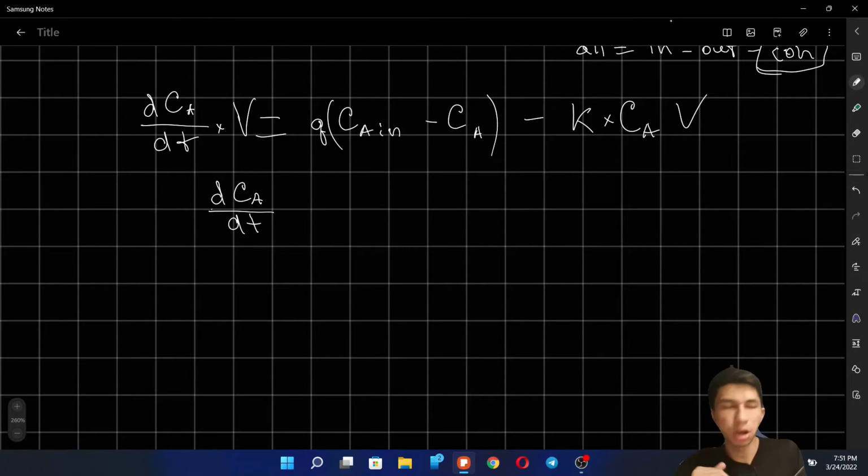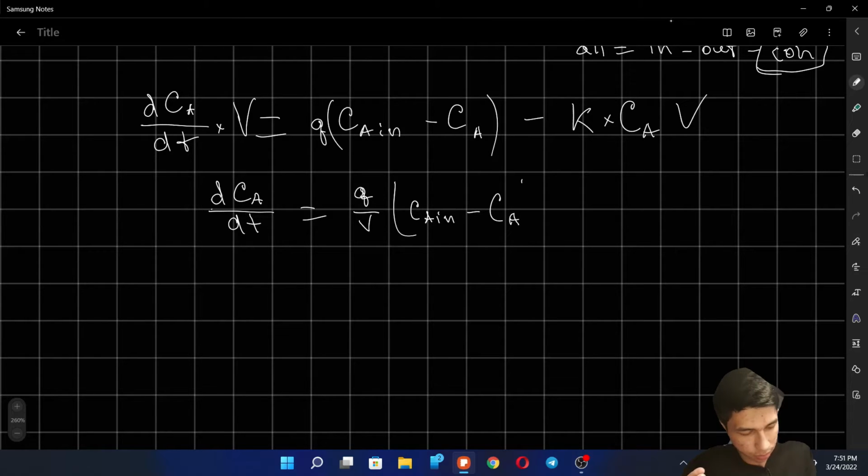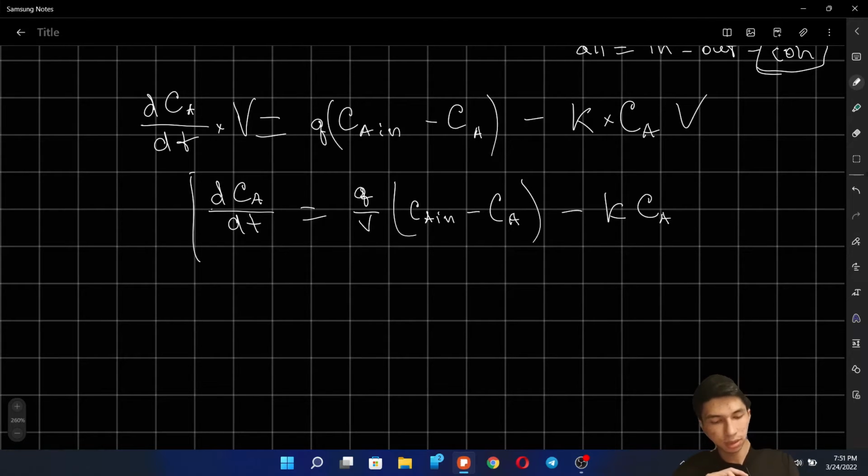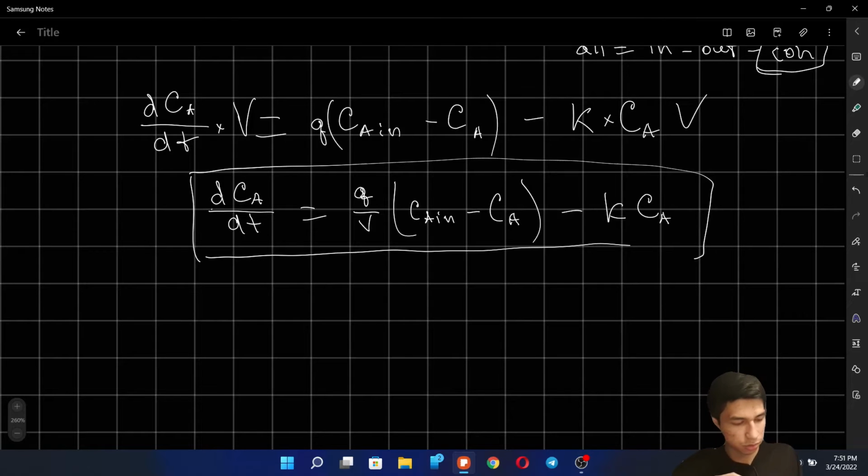And so if we divide both sides by volume, we can have something like this, because in order to apply our solve_ivp function using Python code, we must have our rate of change equal to something, equal to the right hand side. But as we have volume on this side, we should get rid of it. So because of that, we can divide by volume. So we can have Q over V times (Ca_in minus Ca) minus k Ca, right? So this is going to be equal to our first ordinary differential equation.